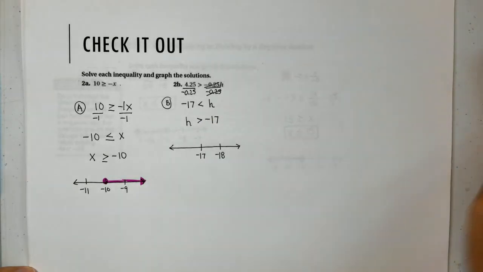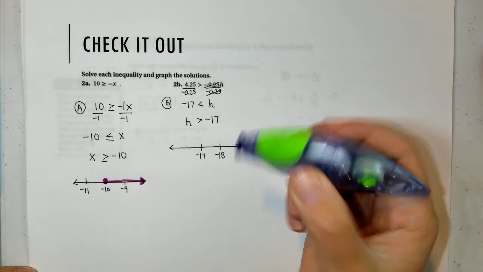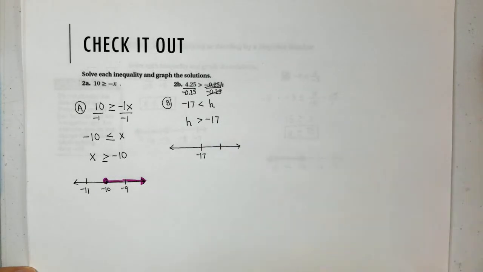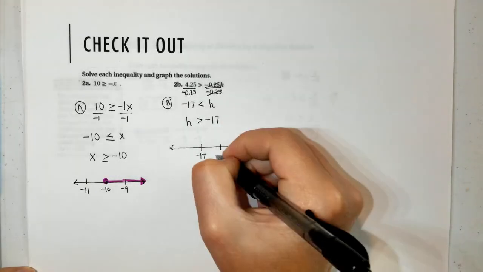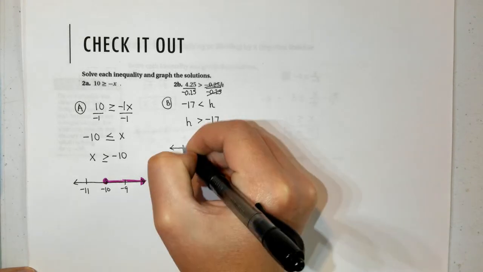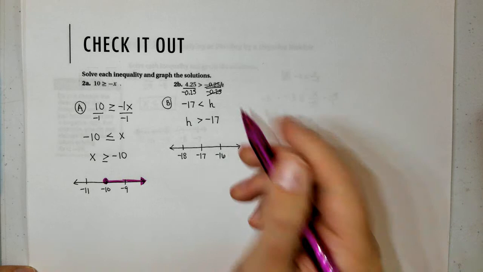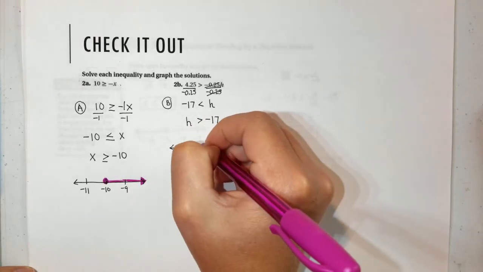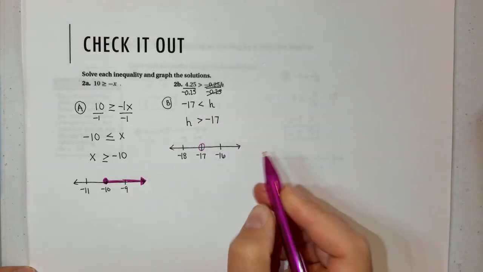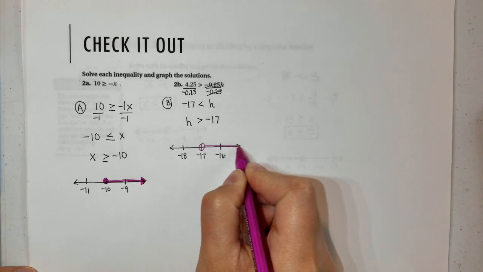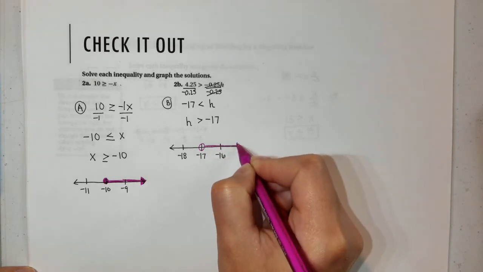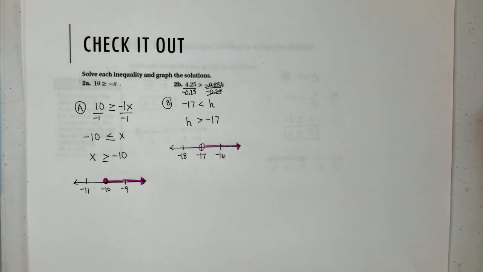Oops, I apologize, that should be negative 16. Over here should be negative 18. So then I am greater than, so I'm going to have an open dot at negative 17, and I shade to the right. And then I draw my arrow. So that is the answer to those 2 check it out problems.